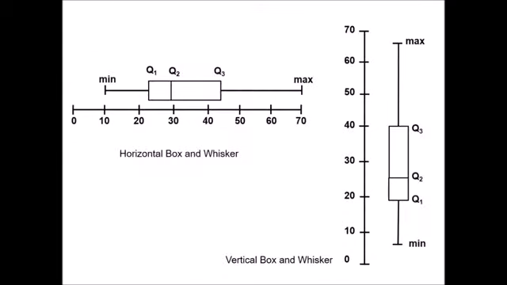We can construct our box and whisker plot in two ways, either horizontal or vertical. Before constructing a box and whisker plot, we need to know the minimum value and the maximum value in our data. The next are the first quartile, the median, and then the third quartile.